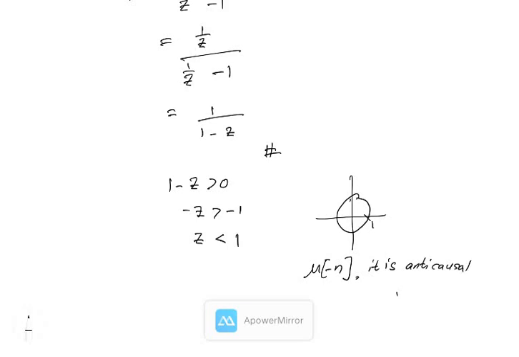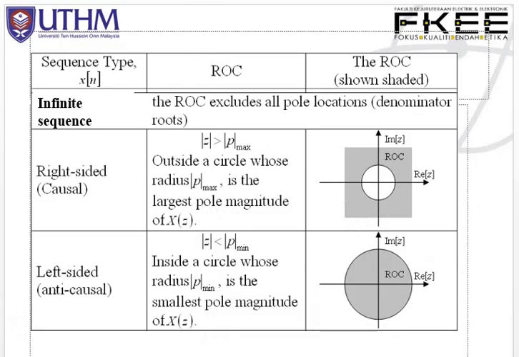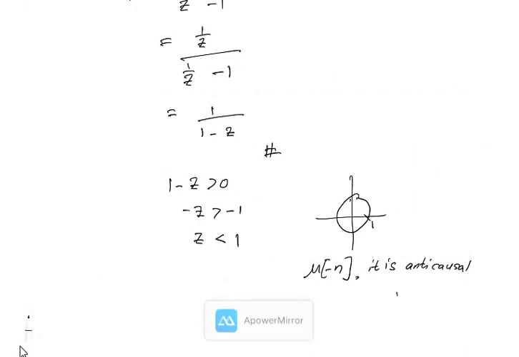When it is anticausal, we can check this infinite sequence because u of minus n is left-sided, so it's anticausal, and the ROC is inside the circle. So therefore, the ROC is inside the circle, z less than 1.